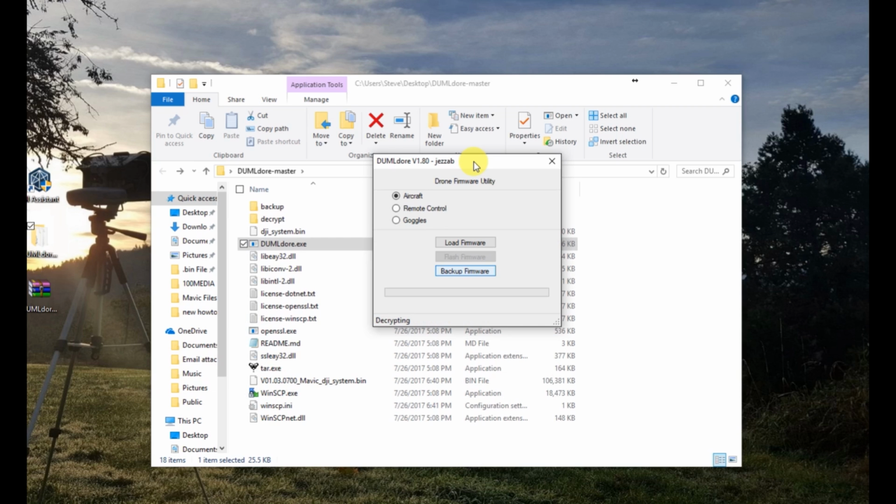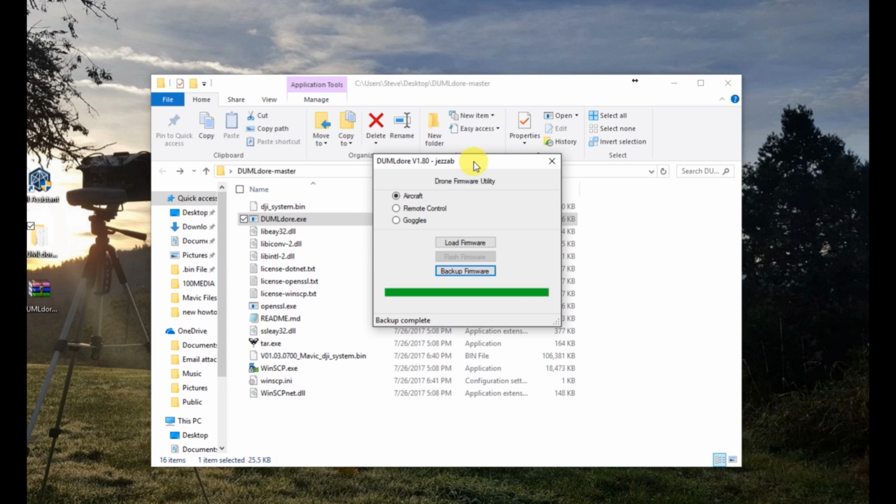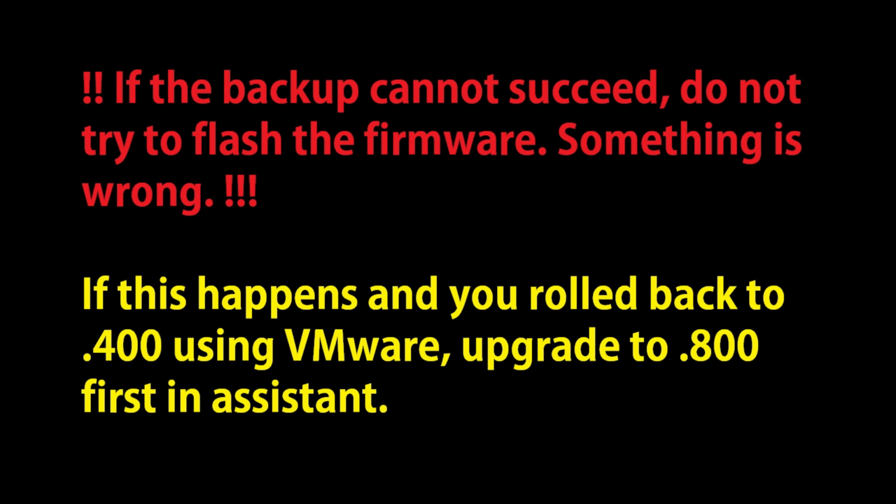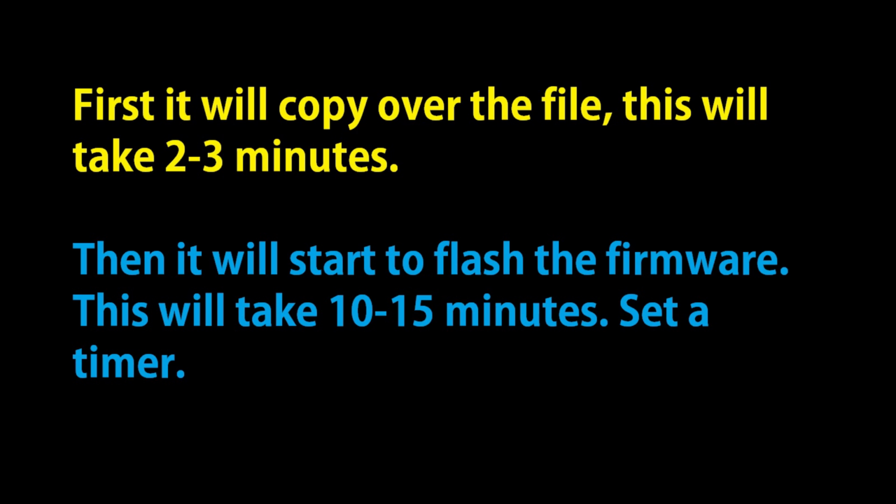Okay, so once the backup is done, you'll see it finish up decrypting and repackaging, and it'll say backup complete on the bottom down there. And once that's done, you're green lighted. So now we're going to go into flashing the firmware. Again, make sure your battery is over 50%. Really want it to be full. Don't turn off the aircraft at all. If the backup doesn't work, then don't go forward.